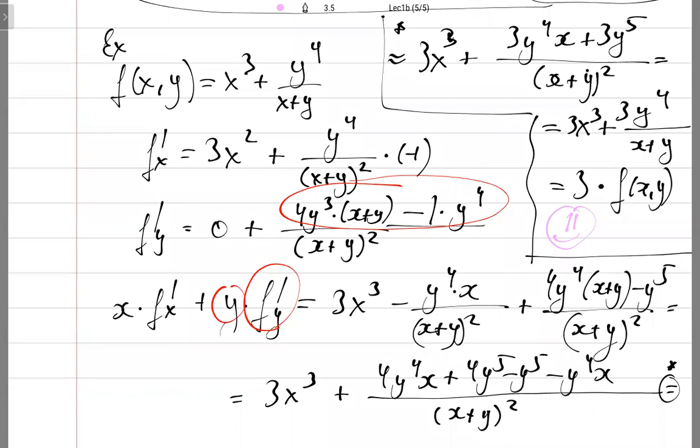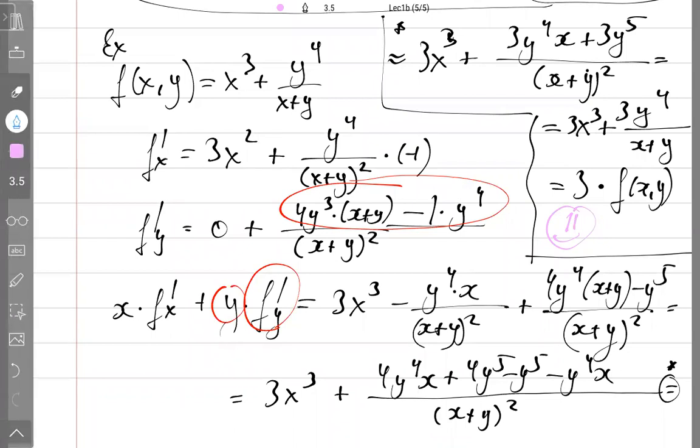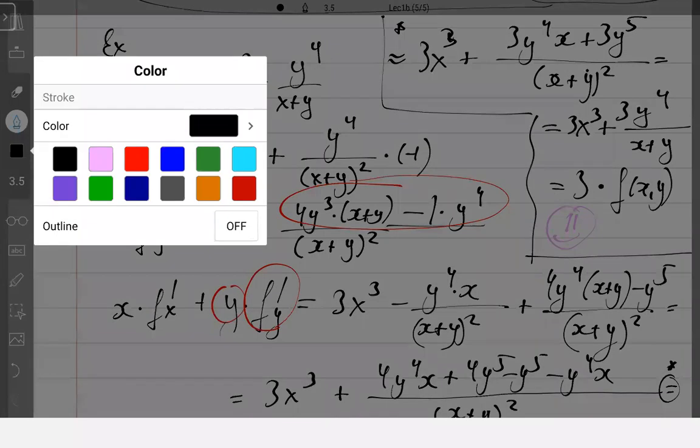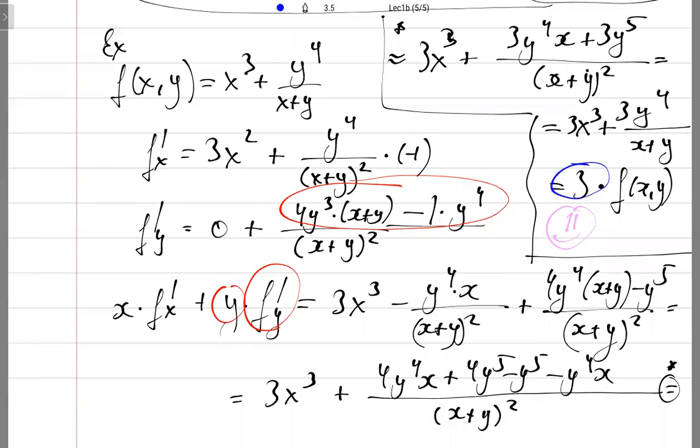So we know that according to Euler's homogeneous function theorem, our function f is homogeneous of which degree? 3. Yeah, of degree 3. All right, this is the degree of homogeneity of our function. Okay, let's move on to the proof.